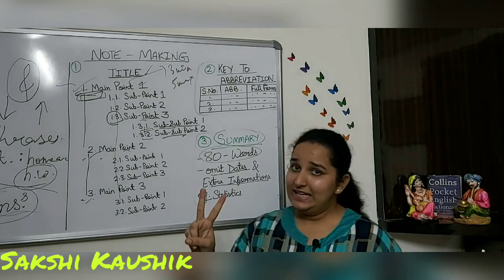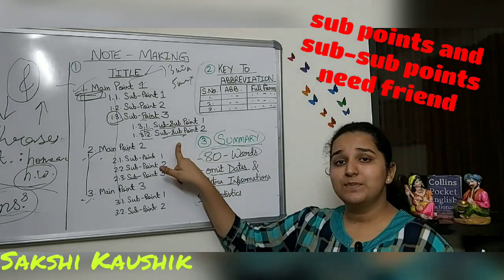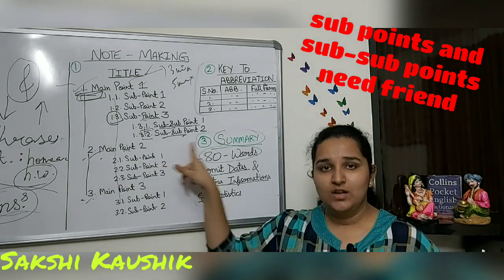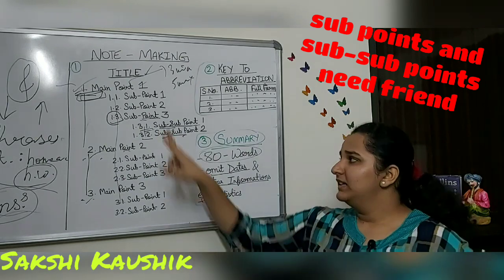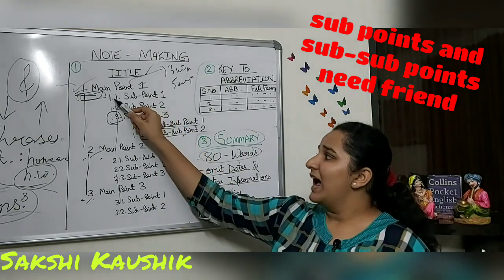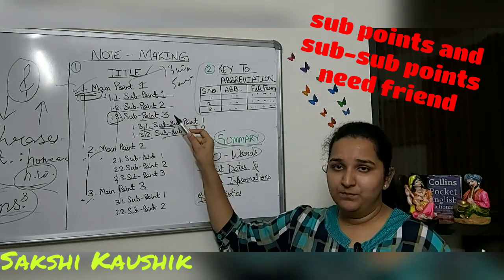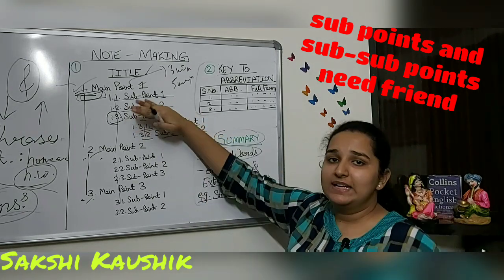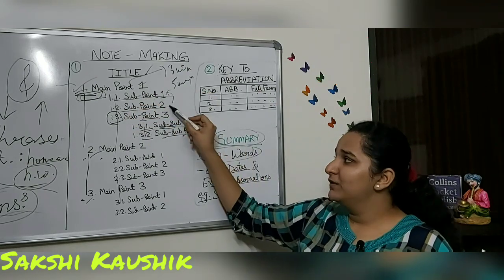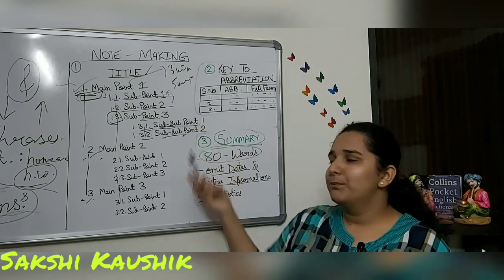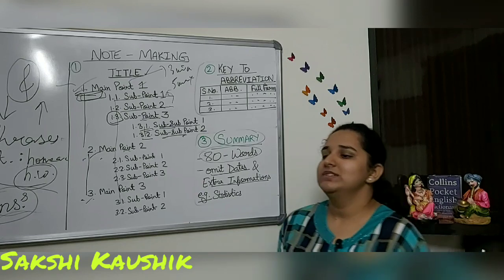Done. The second important point is that no subpoint and no sub-subpoint should be alone. These are very good companions, very good friends. They cannot stay alone. So if you are writing subpoint 1, there should be a subpoint 2 as well. You cannot just write subpoint 1 and get away. You have to give subpoint 1 a friend in the form of subpoint 2. And then subpoint 3 is your wish. If you want to add, you add. If you don't feel like it, then don't add.